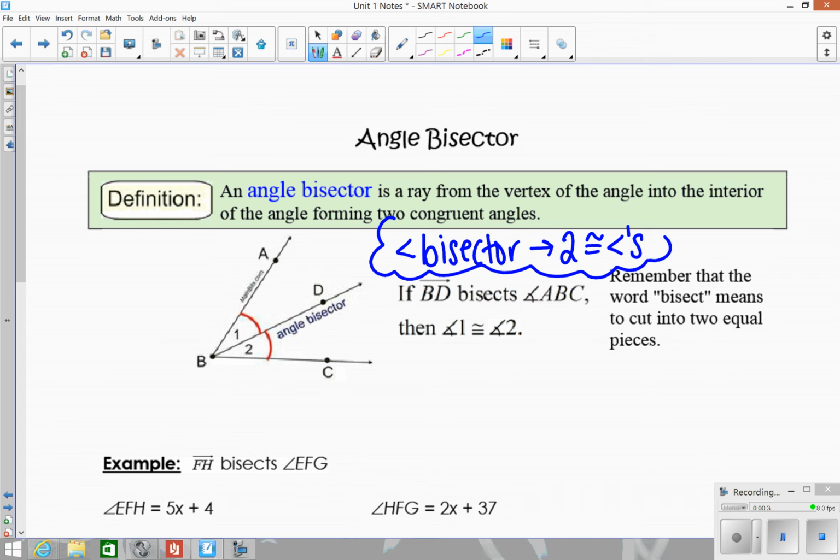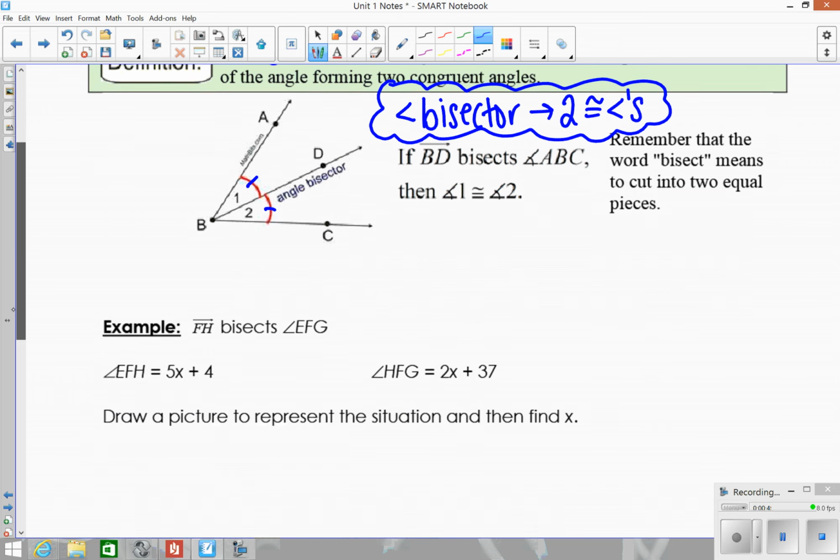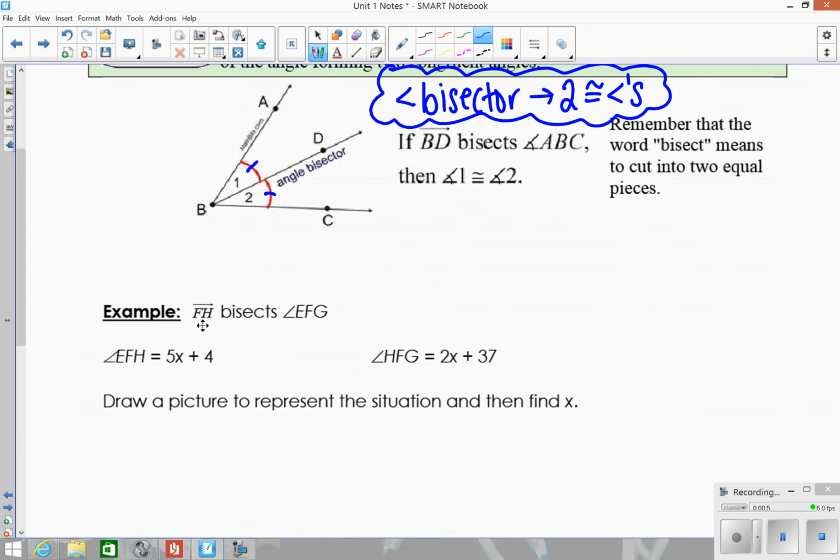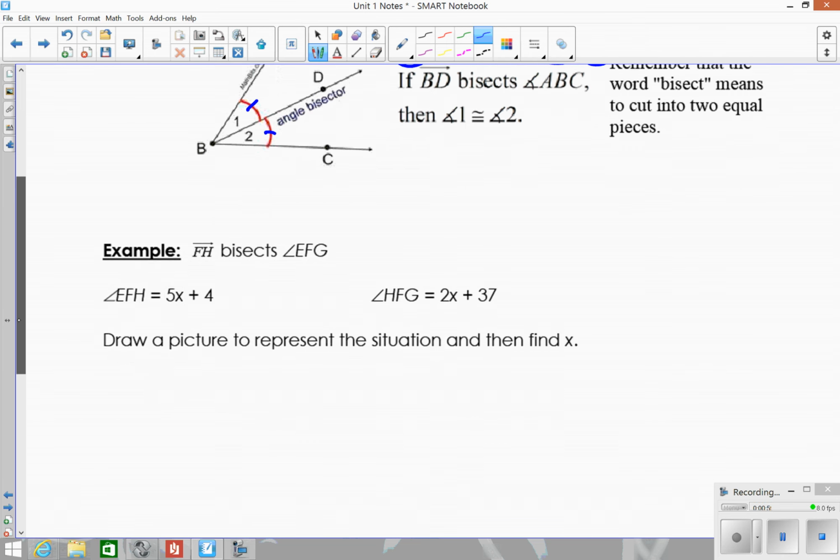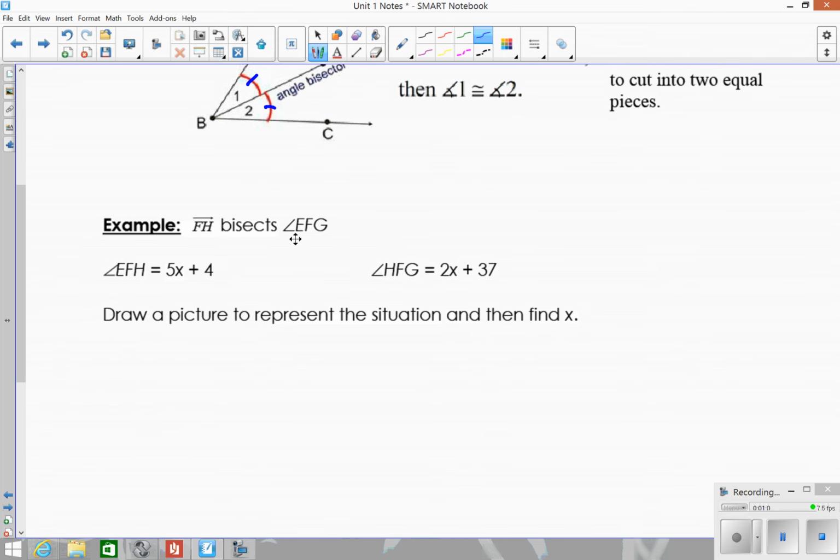So if you look at this picture on the left, ray BD is the angle bisector, it means that this big angle ABC is getting cut into two equal parts, meaning angles 1 and 2 are congruent. So if we look at this example down here, it tells us that we have ray FH bisects angle EFG, and it gives us some measurements, and it says to draw a picture. So the first thing we need to do is go ahead and draw a picture of angle EFG, and then we're going to have this ray that's bisecting it.